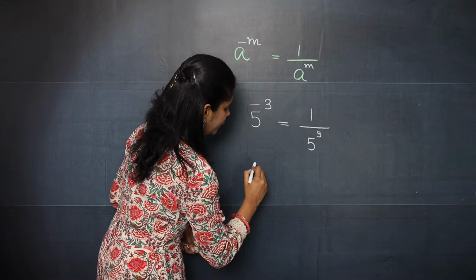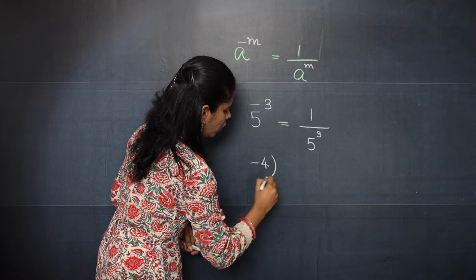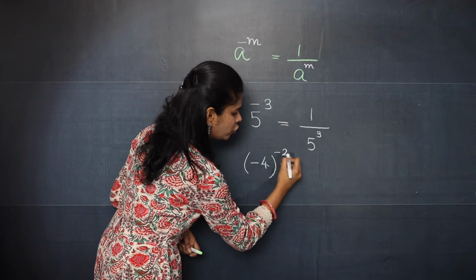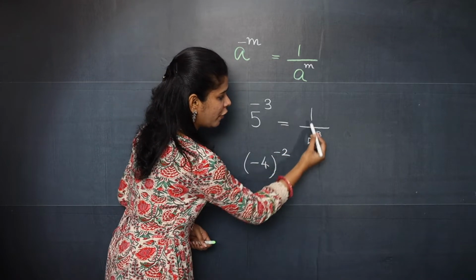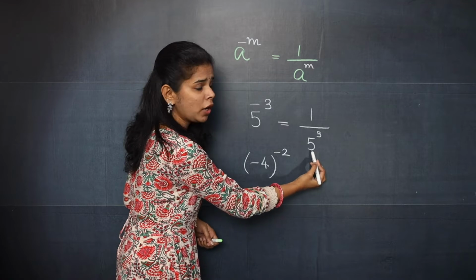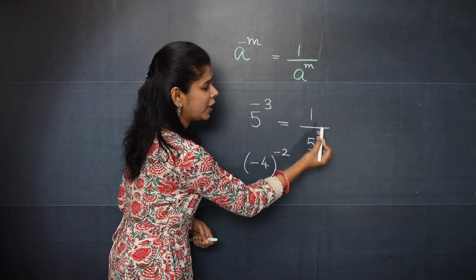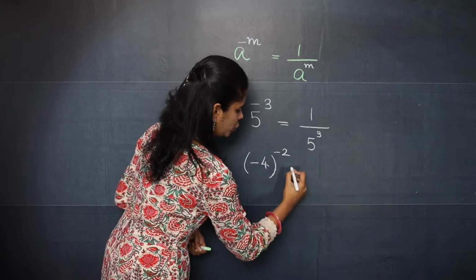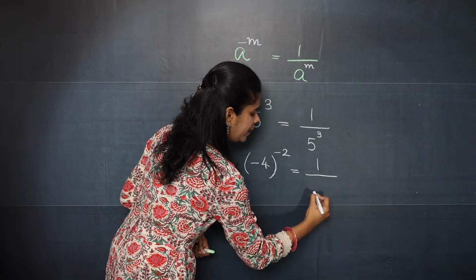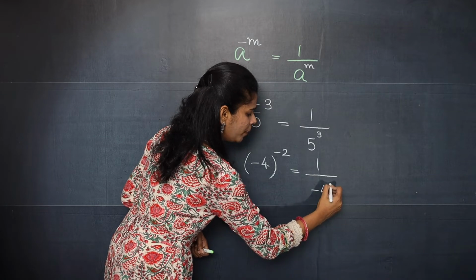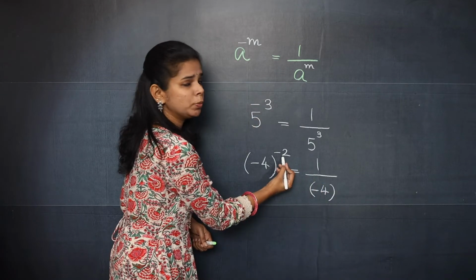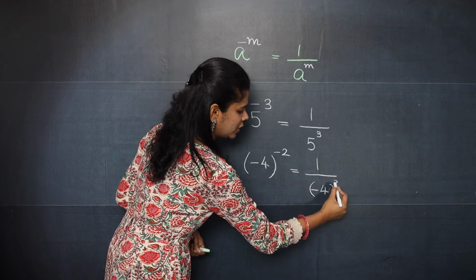Suppose you are having negative 4 the whole raised to negative 2. Please remember, when you take the reciprocal or when you apply this law, only the sign of the power will be changed. So this is equal to 1 by this negative 4 whole raised to, this becomes positive, that is 2. I hope the concept of laws of exponents is clear to everyone.